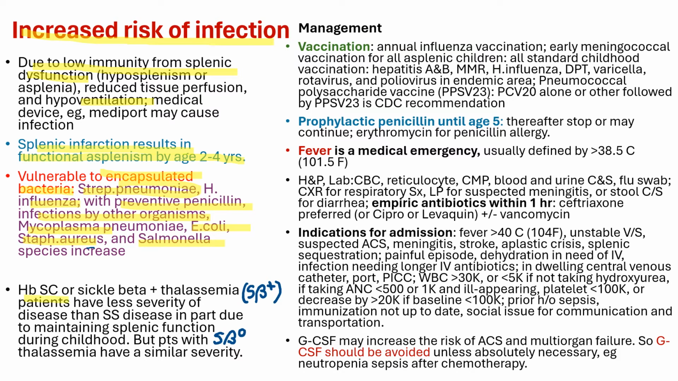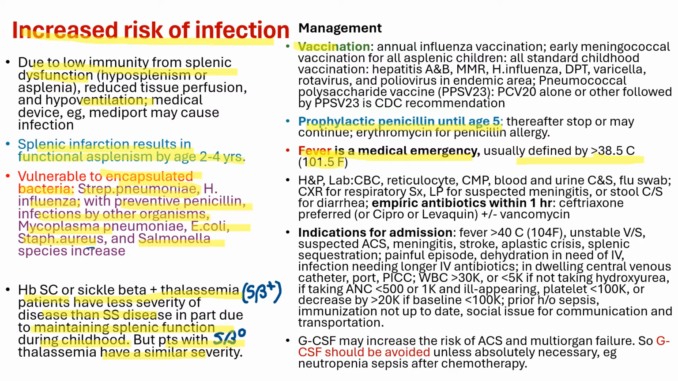Hemoglobin SC disease or sickle beta plus thalassemia patients have less severe disease than SS disease, in part due to maintaining splenic function during childhood. But patients with sickle beta 0 thalassemia have a similar severity. Management includes vaccination, prophylactic penicillin until age 5, but you can still continue the penicillin after age 5. And fever is a medical emergency. Fever is usually defined as more than 38.5 degrees Celsius, which is 101.5 Fahrenheit.